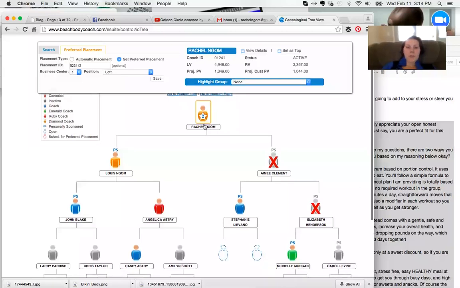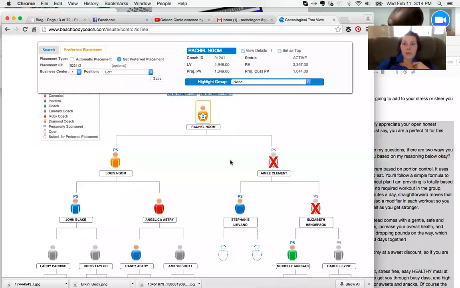Okay, so this is me. What I did, I signed up my husband right away. So that's my husband. I also signed up my mom, but I canceled her account and signed her up again. That's a whole other story. But for spouse placement, it's honestly going to be up to you, but you're going to want to sign them up as soon as you possibly can so they're up at the top of your organization.